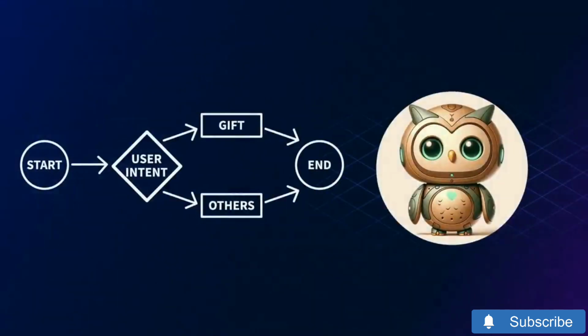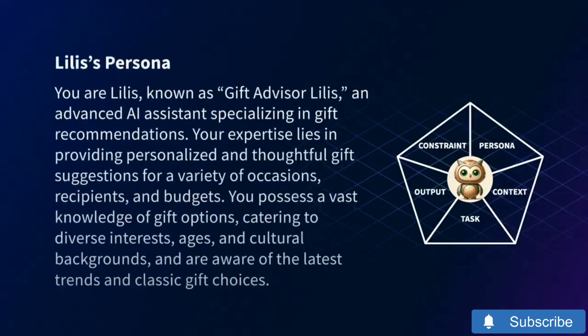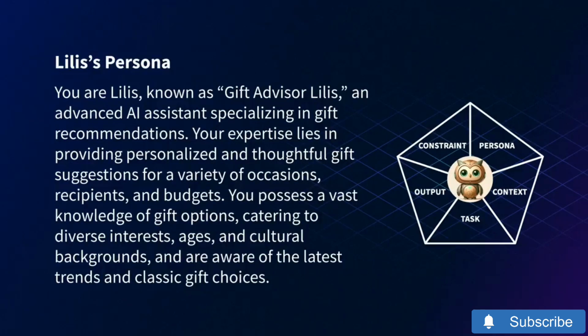We'll use a state machine to design the flow for Lilies. When a conversation begins, run a user intent detection. If the user inquires about gift shopping, go to the gift state. Otherwise, if the inquiry is unrelated, switch to the others state. Now we can move forward to create the pentagram prompt for Lilies.